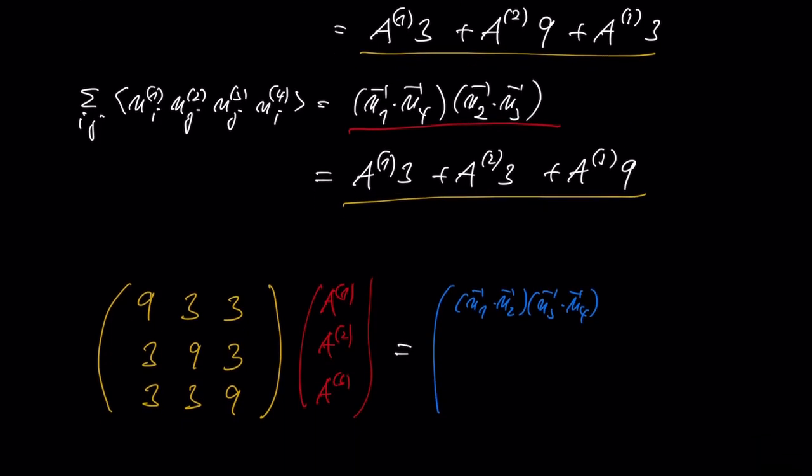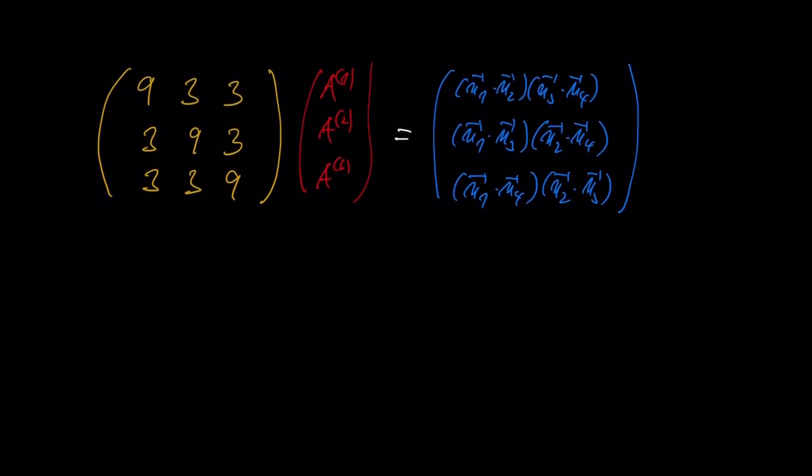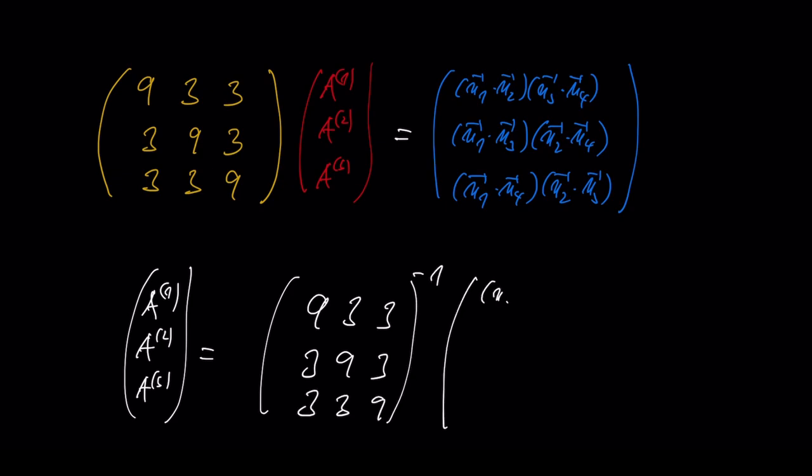And because we went systematically, it would be easy to write the second situation. And the last one we have above, so that's N1, N4, N2 and N3. So this is a matrix equation where the only thing unknown here is A1, A2 and A3. So we would have to take an inverse of the matrix here with the 9s and 3s in order to solve the problem and write an expression for A1, A2, A3. It's going to be the 9 3 3, 3 9 3, and 3 3 9 matrix, but inverse, applied to a vector built out of these scalar products.